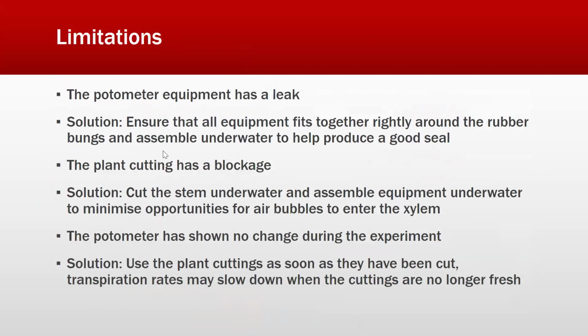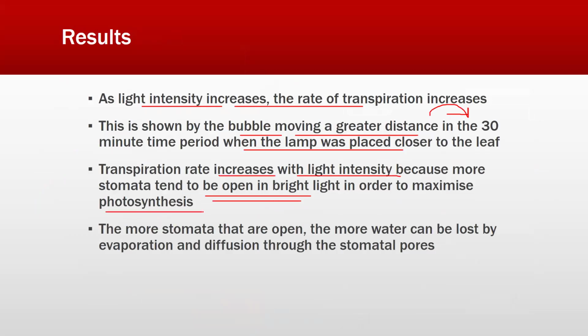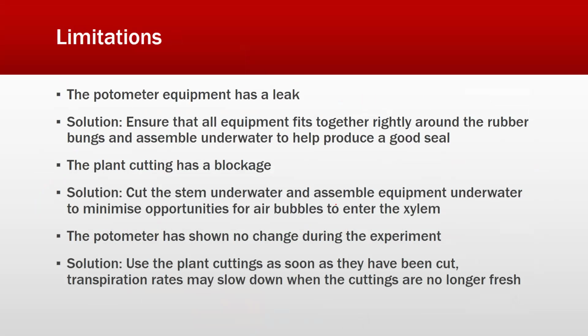Got it? Okay. So as light intensity increases, the rate of transpiration increases, and this is also shown by the bubble moving a greater distance in the 30-minute time period when the lamp was placed closer to the leaf. Transpiration rate increases with light intensity because more stomata tend to be open in bright light in order to maximize photosynthesis. The more stomata that are open, the more water can be lost by evaporation, and the diffusion through the stomatal pores would increase as well.